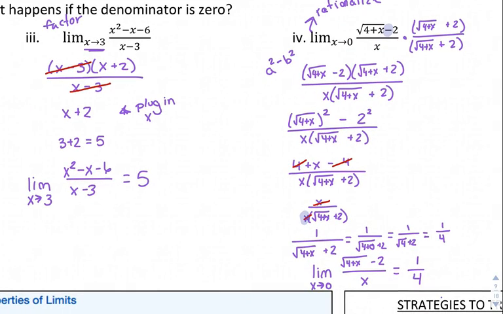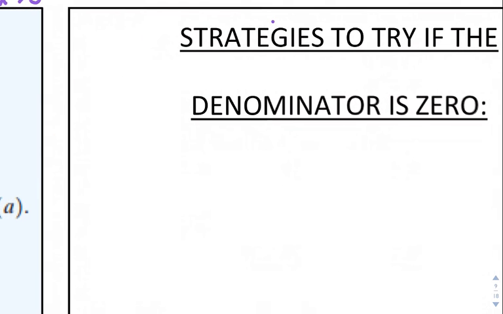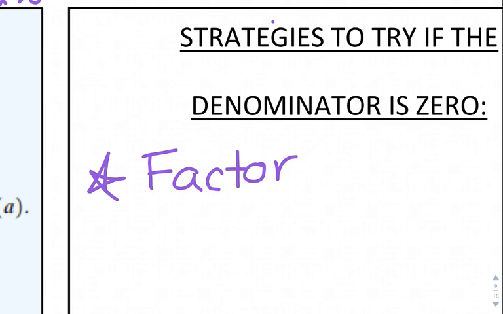It would be either you have to factor and then plug in your x value in, or you would have to rationalize and then simplify and then plug in your x value. So just strategies to try if the denominator is 0. That would be factor and rationalize.